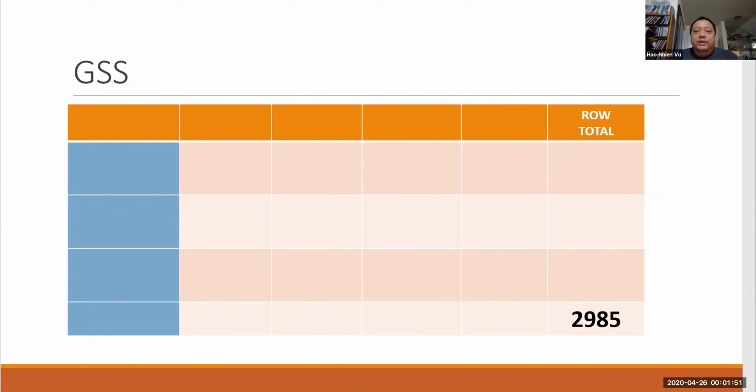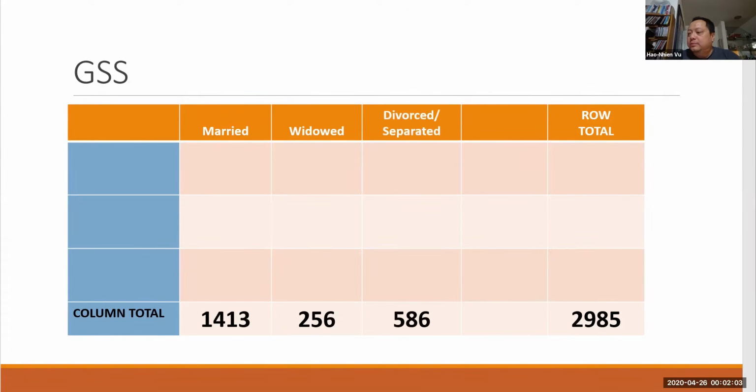The General Social Survey sampled 2,985 people with different marital statuses. 1,413 were married, 256 were widowed, 586 were divorced or separated, and 730 were never married. So these are the totals for their respective columns. And they were asked how happy they were. Some said very happy, some said pretty happy, and some said not too happy. Of the 2,985 people total, 919 said they were very happy.